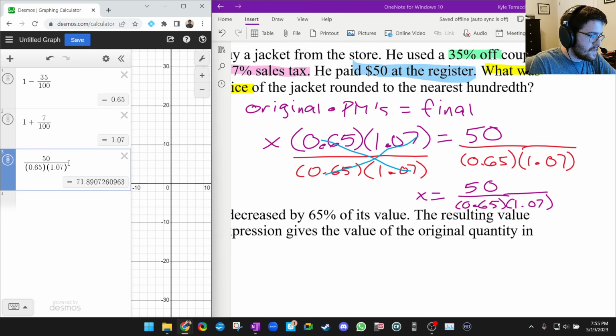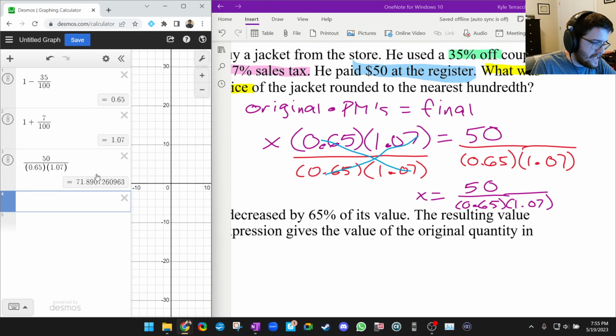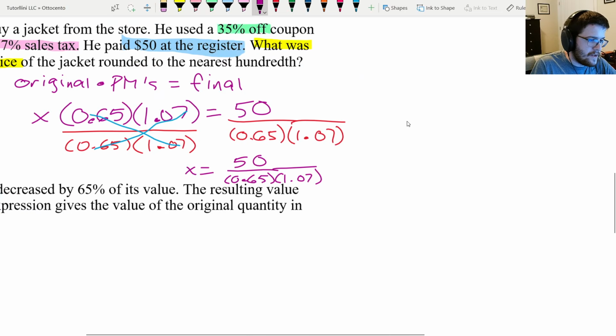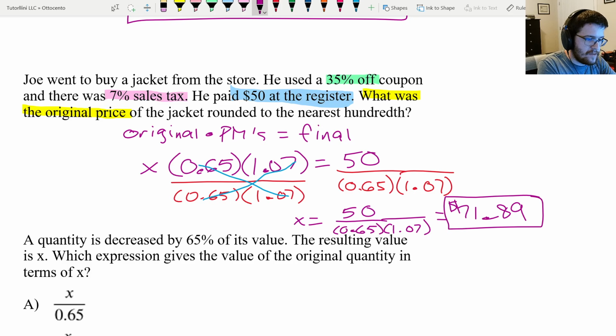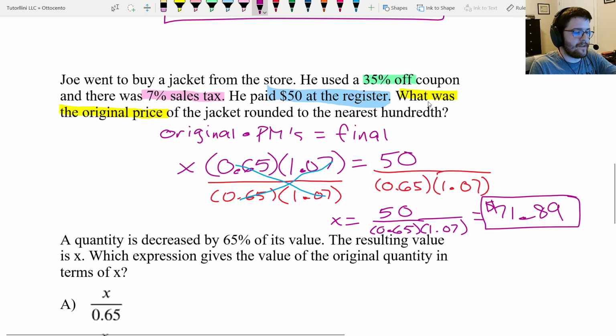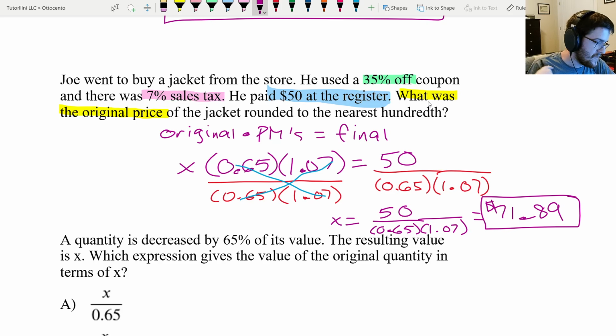All right, 0.65, 1.07. Okay, and we round to the nearest hundredth, and we get 71.89. So it should be $71.89. So be very meticulous about writing down, okay, original times percent multipliers equals final. What's the original? What's the percent multipliers? What's the final? Sometimes they're not asking to find the final, they're asking to find the original. Okay, great.